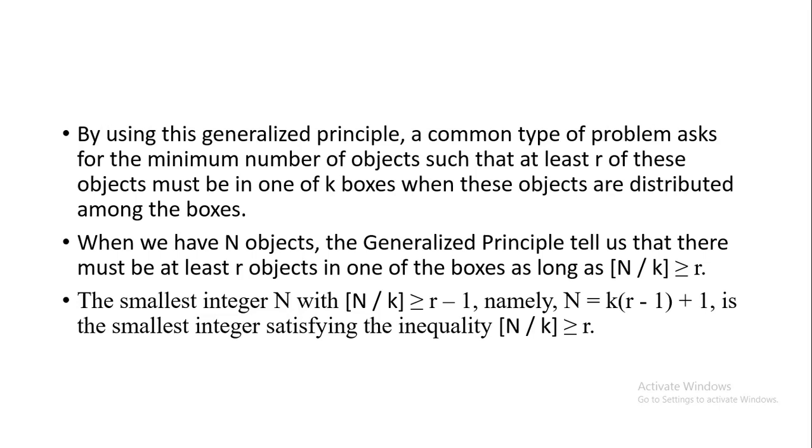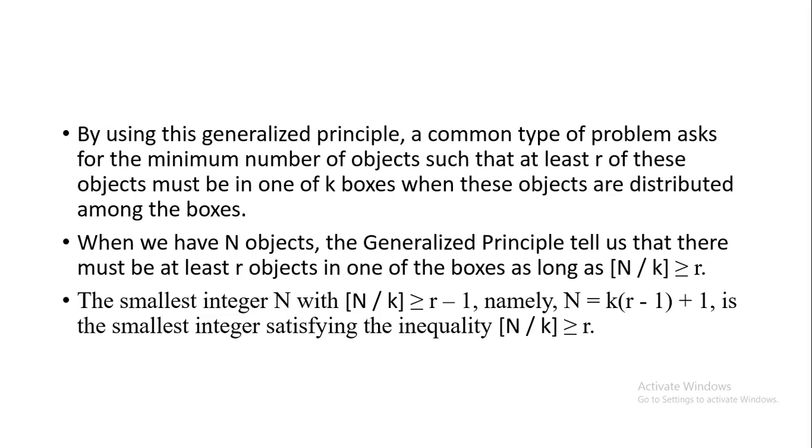R stands for the at least objects, and after finding r objects, the smallest integer is n. So to find the smallest integer n, we have one equation here: n is equal to k(r minus 1) plus 1. Use this equation to solve the problem of finding the minimum number of objects. Understood? This generalized principle is used to solve problems of such type.